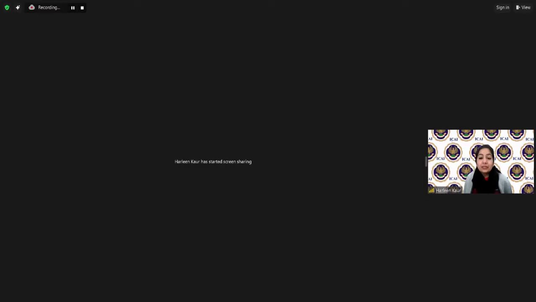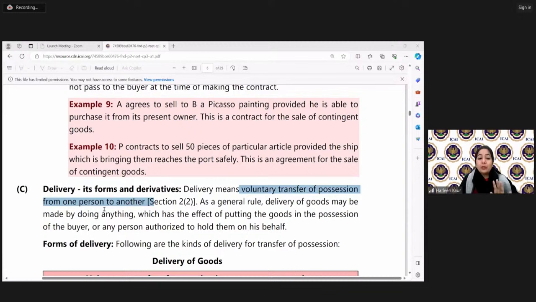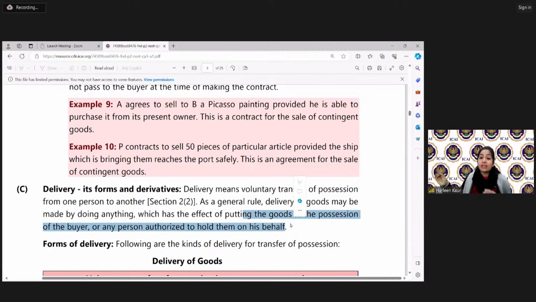So I hope now the words transfer, voluntary, possession, all words are clear. So delivery is made by doing something which has the effect of putting the goods in possession. Buyer, seller aaya, aapko pizza diya, ya fir gaadi aapne khareedi hai, gaadi aayi, aapke darwaze pe khadi hui, aapko keys de di, to goods aapke ho gaye. Aapne big basket se saman mangwaya, biscuits, chips, chocolates order kari, big basket guy came, rang the doorbell, gave you the goods, delivery is said to take place.